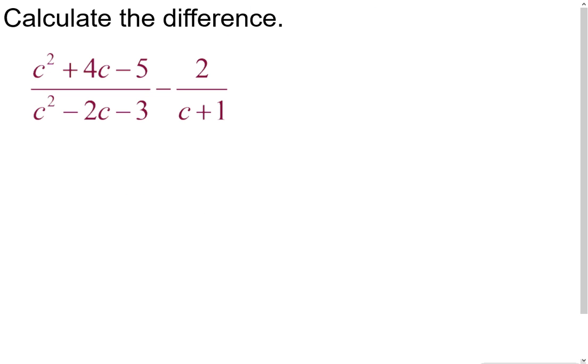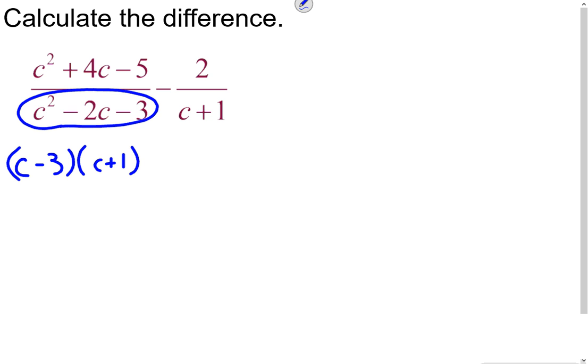And then I have one more here where I'm going to subtract again. So again, we have to find a common denominator. To do that, we have to factor. So I'm going to factor my first denominator. And the factors of that will be c minus 3 and c plus 1. And then this one just is the c plus 1. So to find my common denominator, I notice that this is missing the c minus 3. So I'm going to have to multiply this denominator by c minus 3, and I'm going to have to multiply the numerator by c minus 3.